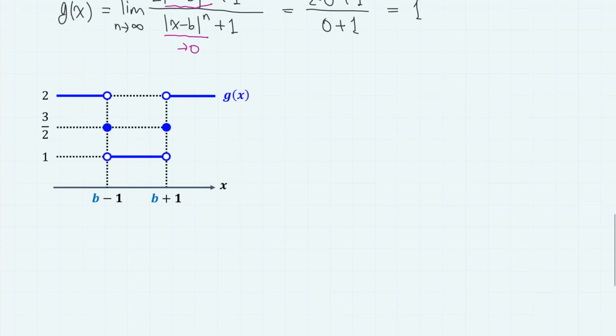If we combine these results, the graph of g(x) looks as follows. It has value 2 when x is greater than b plus 1 or less than b minus 1, 1 when x is greater than b minus 1 and less than b plus 1, and it has value 3 over 2 when x is equal to either b plus 1 or b minus 1.